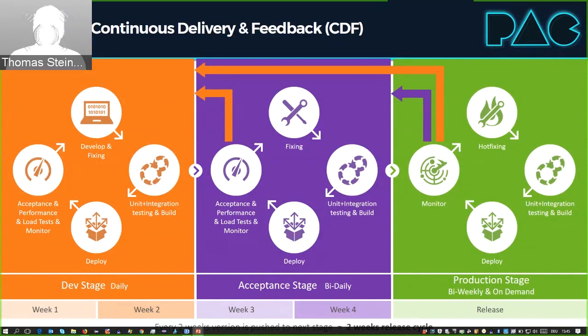And the third one, of course, which is the stage important for our customers, is production. Before going from acceptance into production, we execute additional tests and so on.